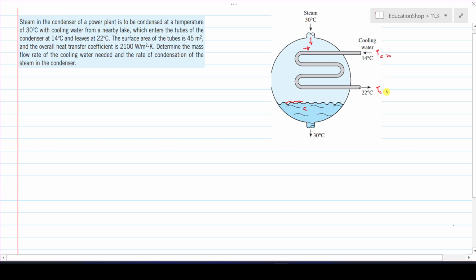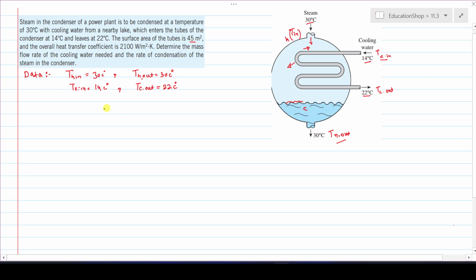The T C out, the outlet temperature of the cooled fluid, is 22 centigrade, and the hot fluid inlet temperature is 30 centigrade and the hot fluid outlet temperature is also 30 centigrade. Now let me write the data that is provided in the statement. The temperature of the hot fluid in is 30 centigrade. The temperature of the hot fluid out is also 30 centigrade. The temperature of the cooled fluid in is 14 centigrade and the temperature of the cooled fluid out is 22 centigrade.